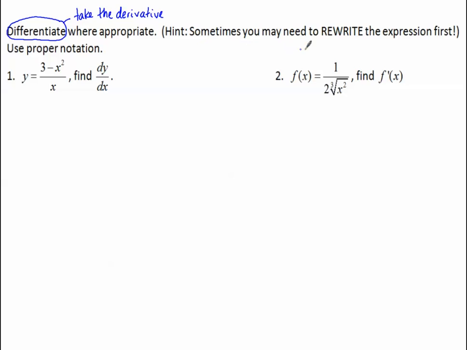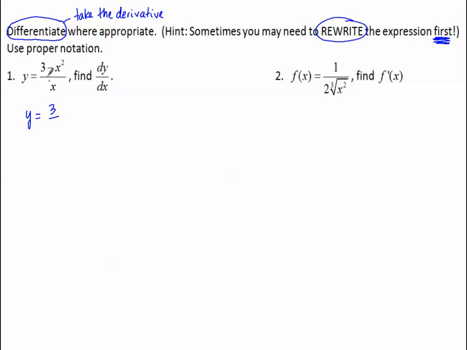Hint, sometimes you may need to rewrite the expression first, such as in the first one. We will remember to use proper notation, of course. So here's a function, find the derivative of y with respect to x. First, we're going to rewrite this so we don't have a quotient.